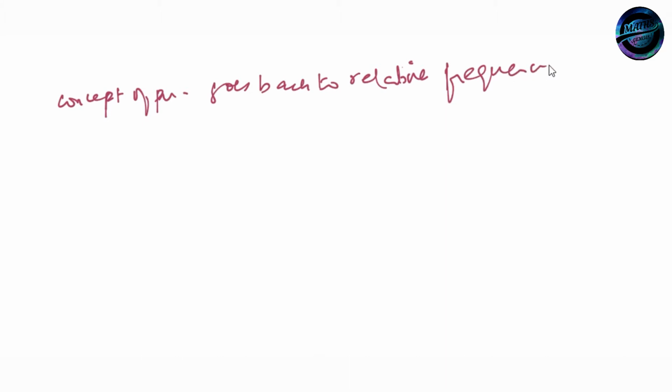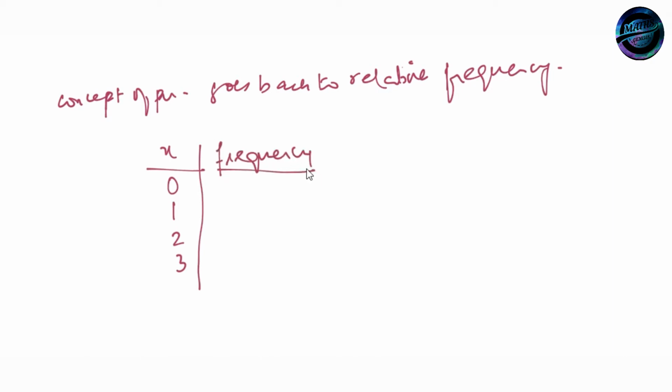The concept of probability goes back to relative frequency as well. Relative frequency. For example, if I say this is x, right? 0, 1, 2, 3, and I am drawing the frequency as well. So the frequency is 5, 10, 15 and 5.